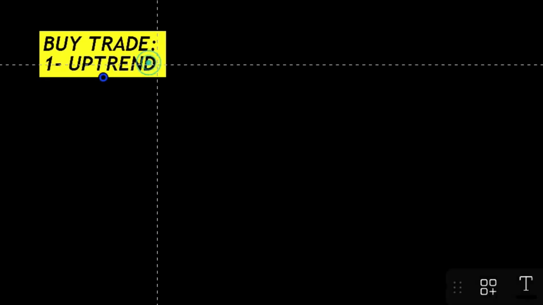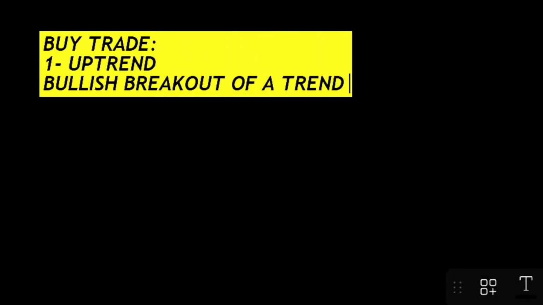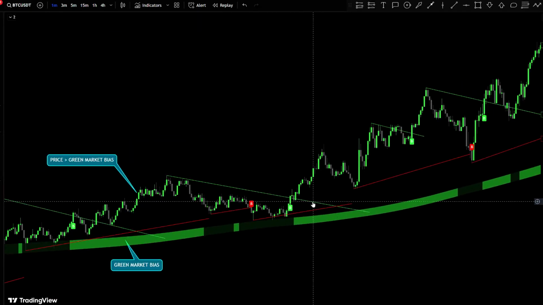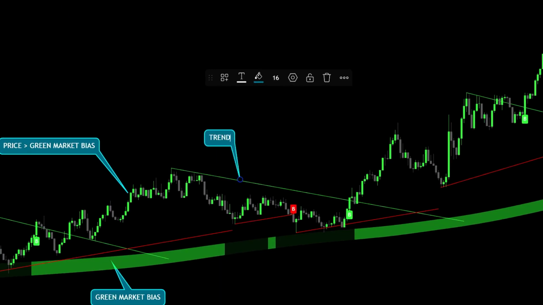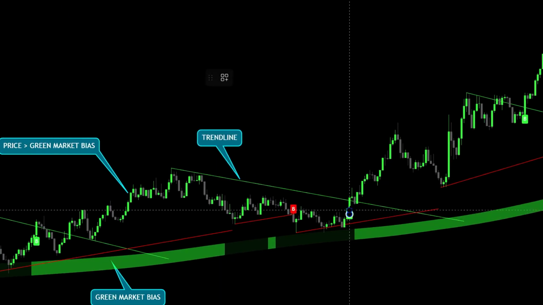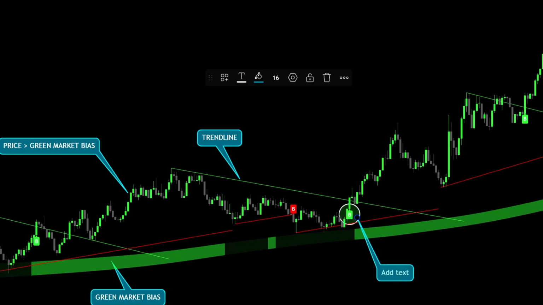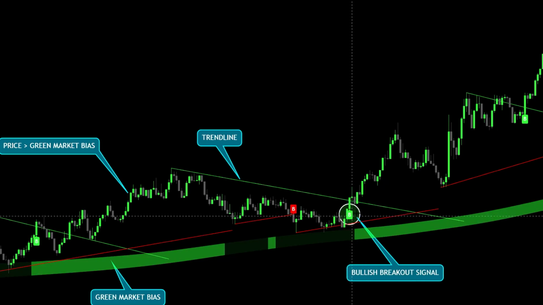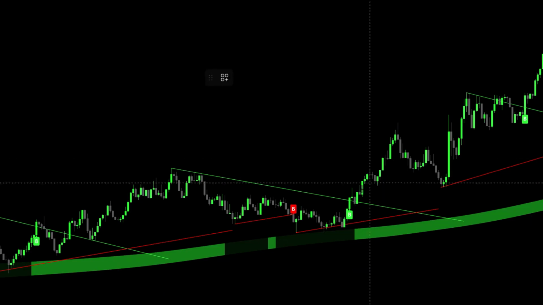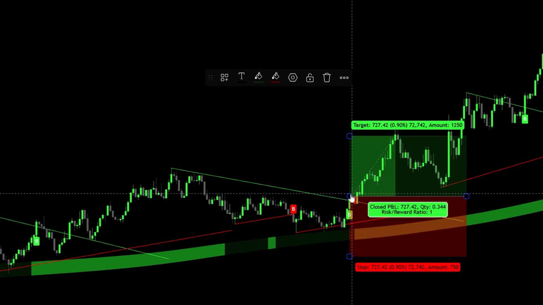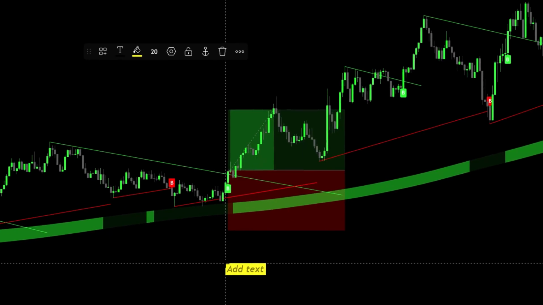Then we look for a trend line drawn by the trend lines with breaks indicator, and we wait for a bullish breakout signaled by a green B signal. This is our entry trigger. For a stop loss, we'll place it slightly below the recent swing low or slightly below the market bias line. This gives some room to breathe.